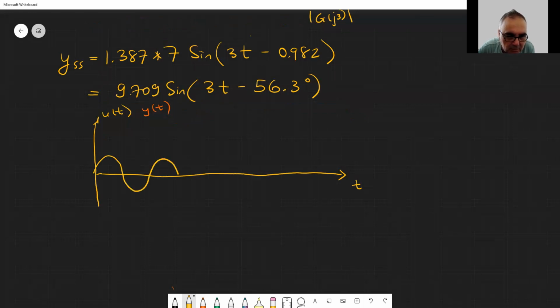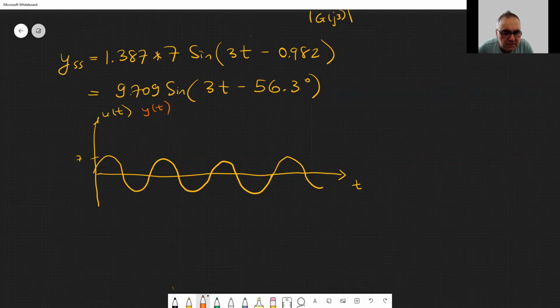I try to draw it nicely, but it always gets... So this is u of t, let's suppose. The output will... our input magnitude is 7, as you see. You can find the frequency. The output magnitude is 9.7, so it will be a larger thing.